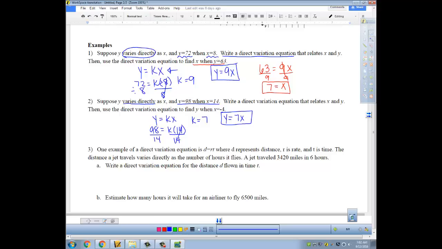And then they want us to figure out what would y be if x is negative 4. So we don't know y, but we do know x is negative 4. 7 times negative 4 is negative 28.